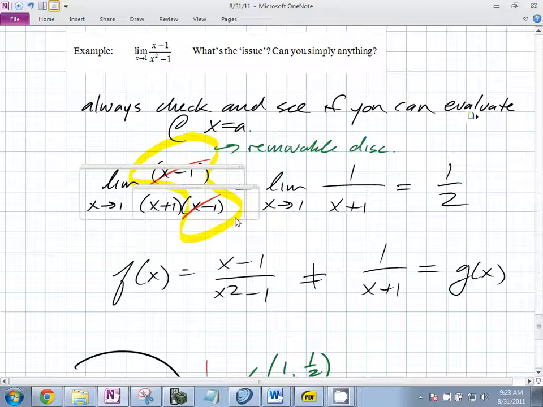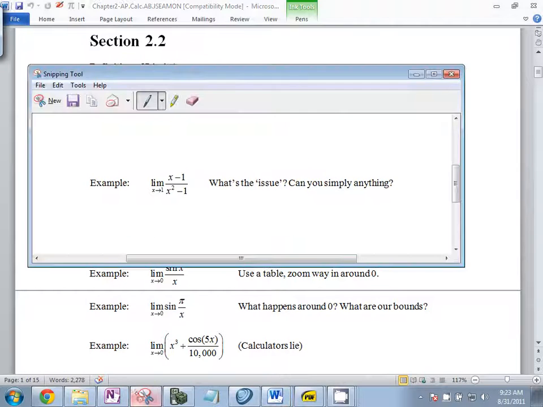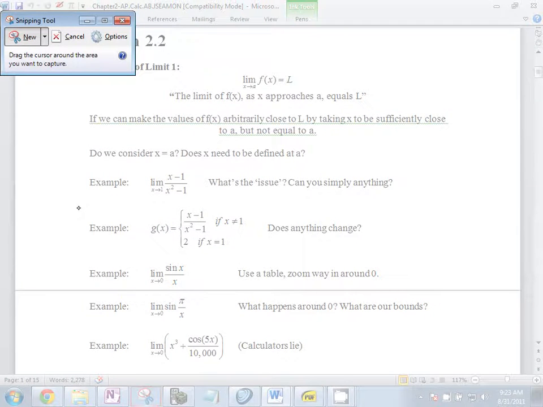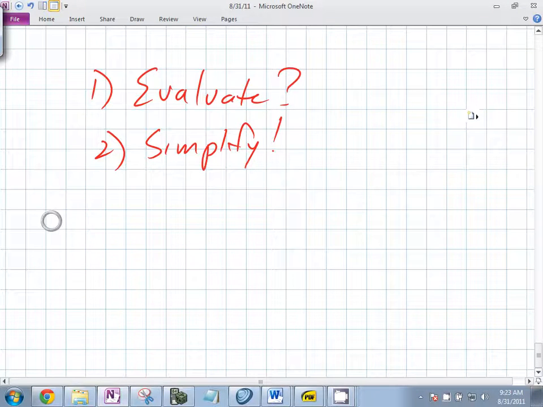Okay, so let's take a look at another one here. Let's see if you like this one. Probably not. No, you'll like it. Take a look at this function. What kind of function is this? It is a piecewise function.